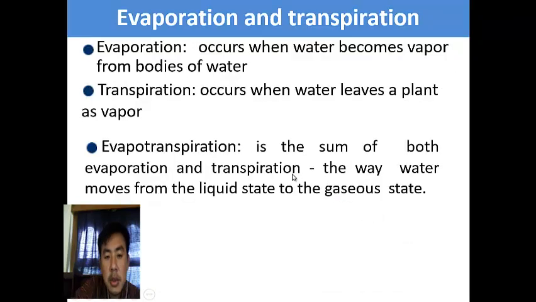Now let's try to differentiate between what actually is evaporation and transpiration. So evaporation occurs when water becomes water vapor from the bodies of water, and transpiration occurs when water leaves a plant as vapor. There is another term called evapotranspiration, and evapotranspiration is the sum of both evaporation and transpiration, the way water moves from the liquid state to the gaseous state.